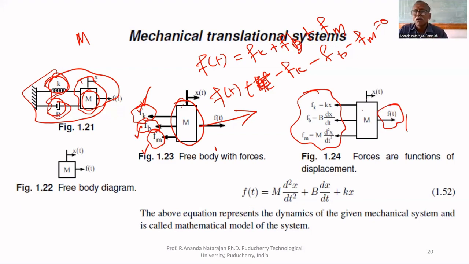So to obtain the mathematical model, we have to draw the free body diagram. The forces acting on it have to be marked on that. Then we can write the mathematical model. What is the mathematical model? F of t equals m d square x by dt square plus b dx by dt plus kx. This is the mathematical model in time domain. The frequency domain we will see in the next class.